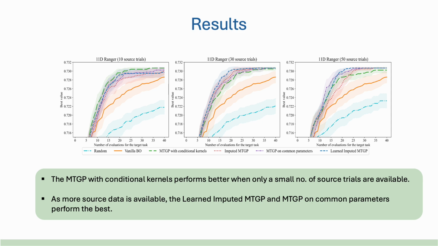Here is one representative result on hyperparameter tuning. And as you can see, the MTGP with conditional kernel performs better when we have a small number of source trials. And as the source data increases, the learned imputed MTGP method, the second method, performs better. Please see other results including baseline descriptions in the main paper.